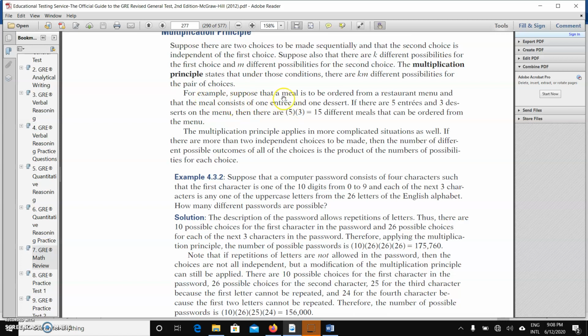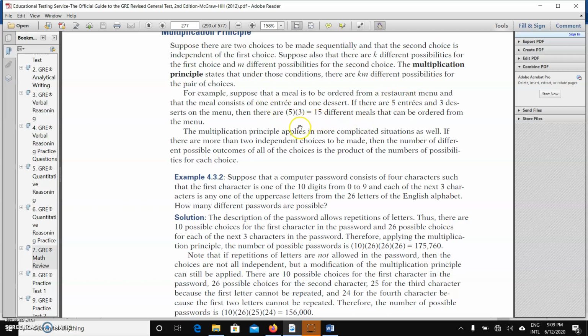For example, suppose that a meal is to be ordered from a restaurant menu and that the meal consists of one entree and one dessert. If there are 5 entrees and there are 3 desserts on the menu, then there are 5 times 3 different meals. So they're talking about the total number of possibilities, the total number of the sample space. Since there are 5 of these and 3 of these, you have to multiply the two together to get the total number of possibilities. That's what they're talking about.